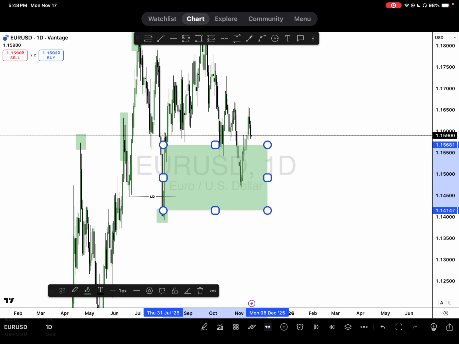So that's what I see on Euro USD right now. Still full steam ahead on a bullish trend. Yes, we have a lot of consolidation.